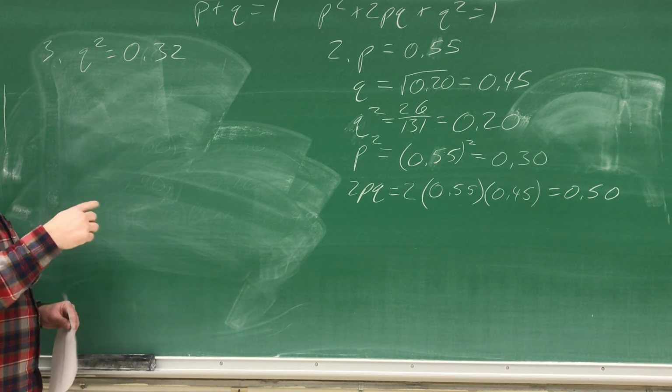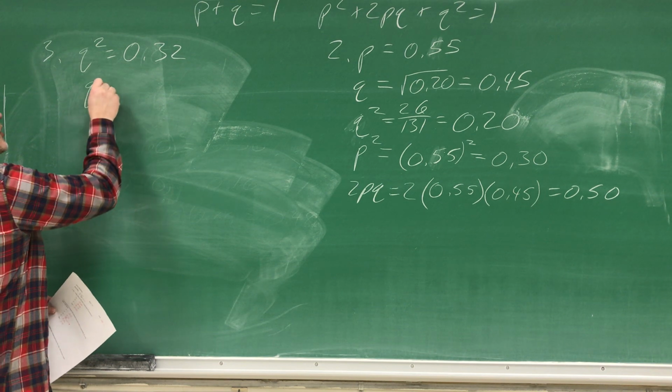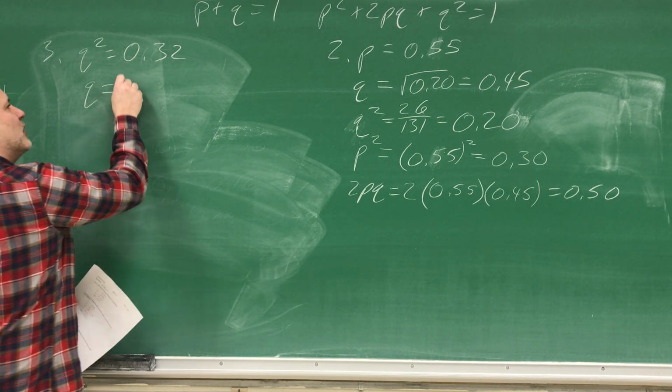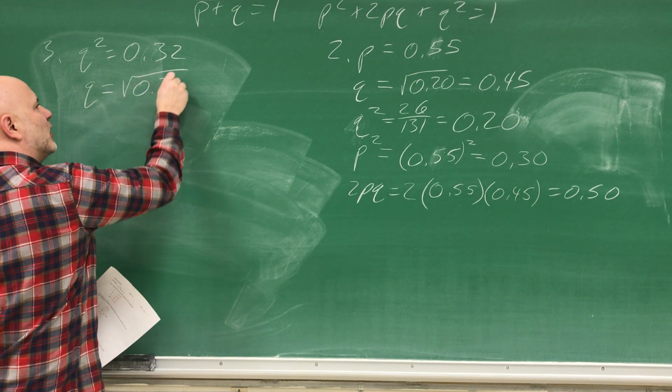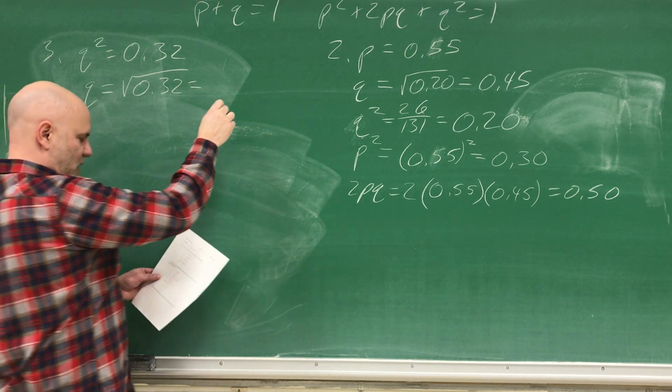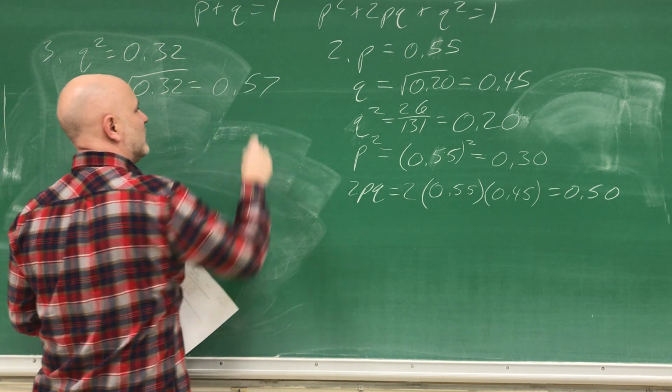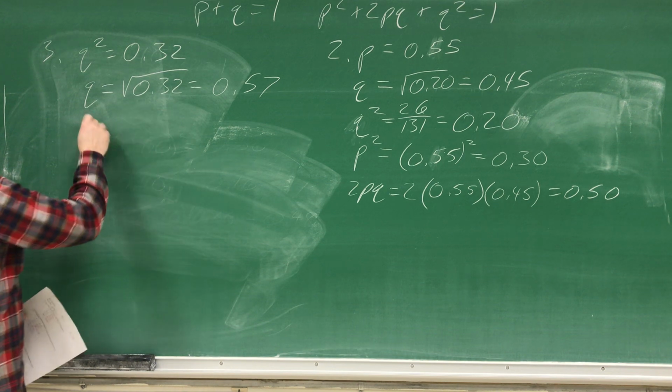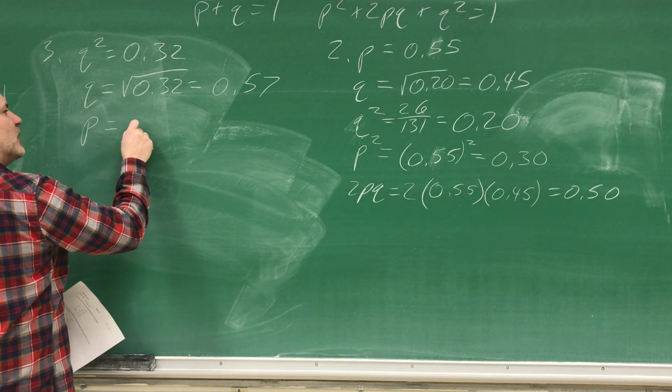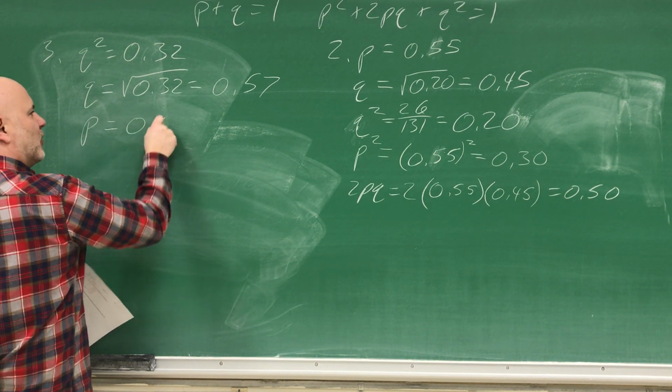So we can't directly go to p. We have to find out what q is next. To find out what q is, we're going to take the square root of 0.32, and that's going to equal 0.57. And we subtract that from 1 to get what the p is equal to, and that's 0.43.